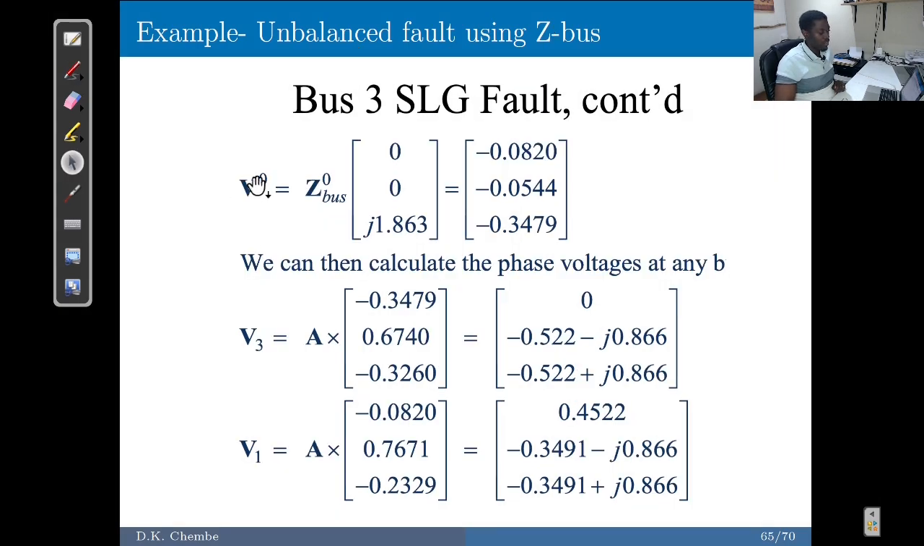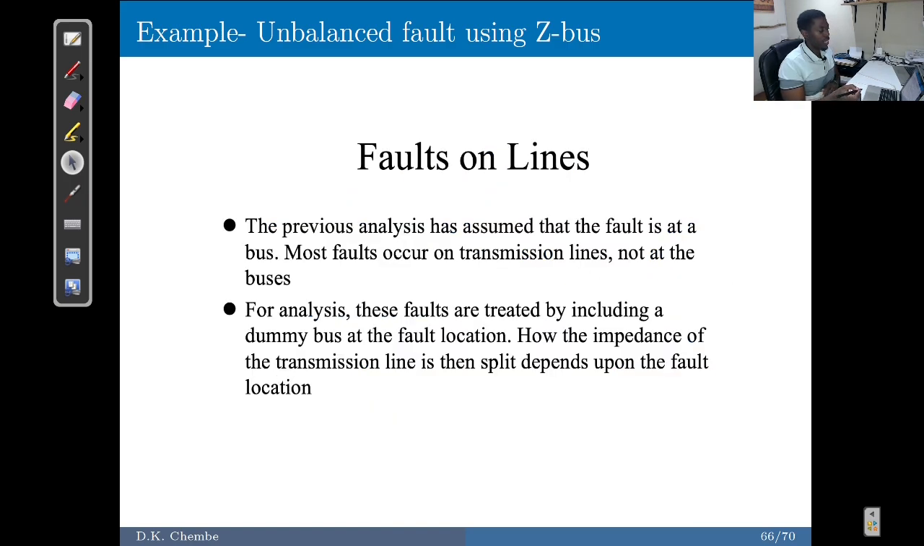Our zero sequence voltage component is going to be given as follows. Okay, then we can calculate the phase voltages at any bus, meaning our V3, our V1, our V2, that is bus 3, bus 1, can all be calculated from this, where we now get our A multiplied by the sequence voltages that we found.